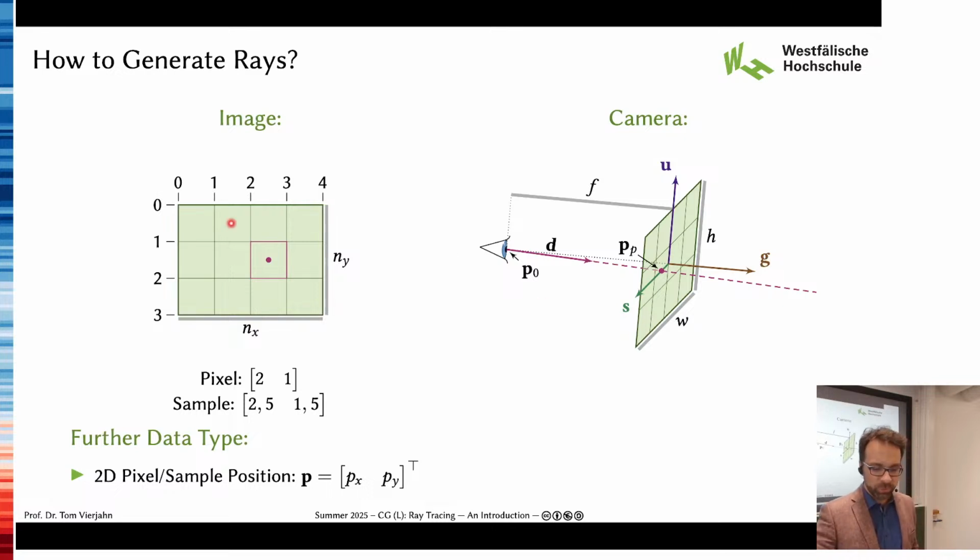Because the for loop tells you 2, 1. Adding 0.5 brings you to 2.5, and that is what you can do in the computer, but we need to trace the ray here. But you're in the for loop with 2.5, 1.5.